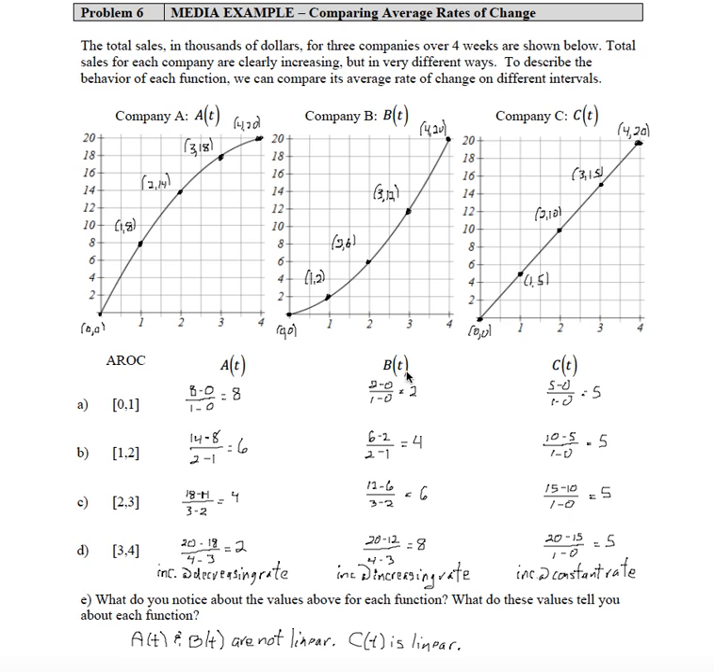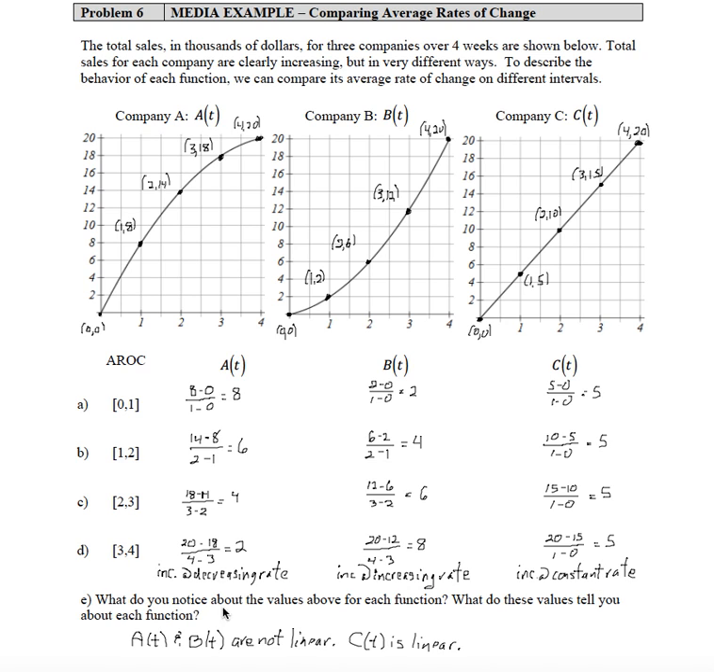So the values for B of t for the average rate of change are increasing, you see by the computations here. So we say that the behavior of function B is that it is increasing at an increasing rate. And you can see that from the shape. It's going up faster and faster. For function C, the average rates of change are all the same. So we say about function C that it is increasing at a constant rate.